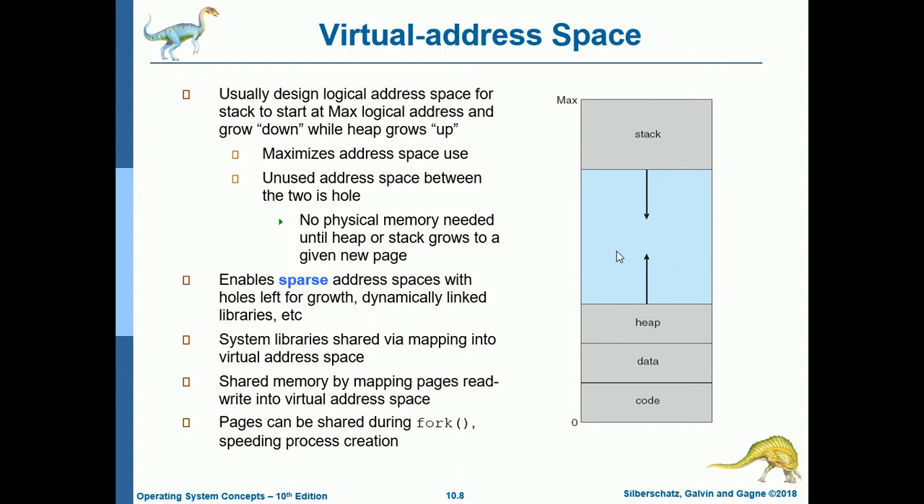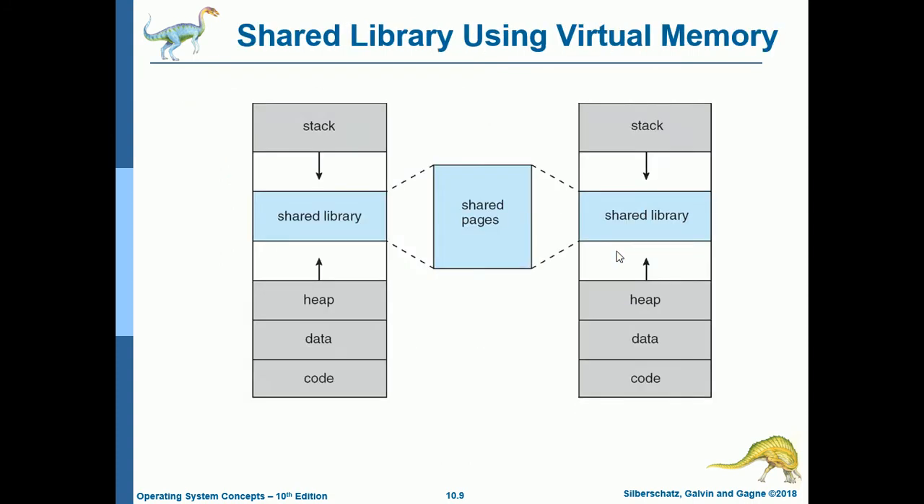And then it enables sparse addresses, or scattered address spaces with holes left for growth, dynamically linked libraries and others. Then system libraries are shared via mapping into the virtual address space, and shared memory by mapping pages read-write into the virtual address space. Pages can be shared during the fork system call, speeding up process creation. So with a shared library using virtual memory, of course, there should be the same pages that this shared library is accessing.